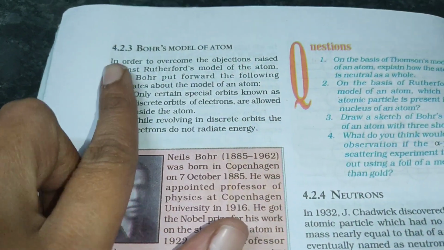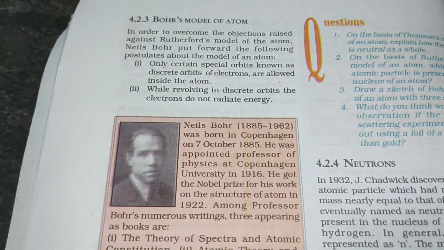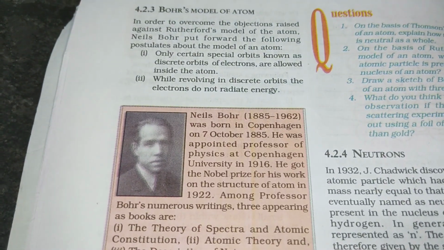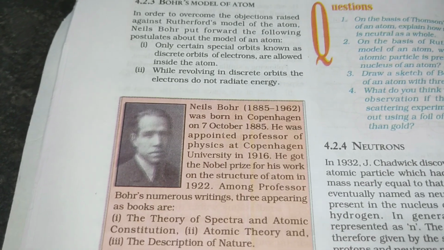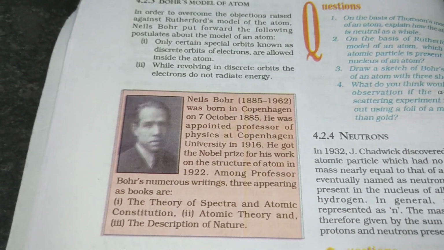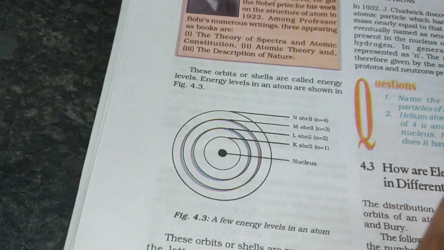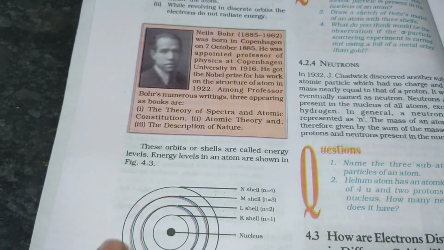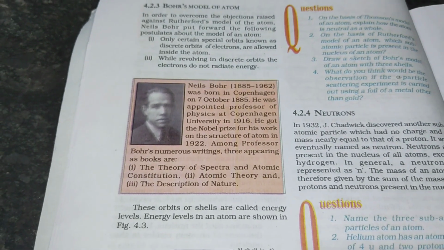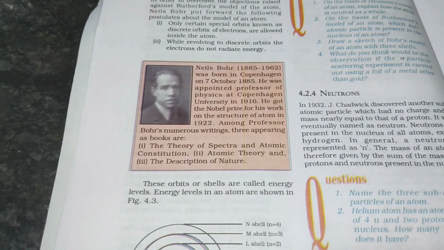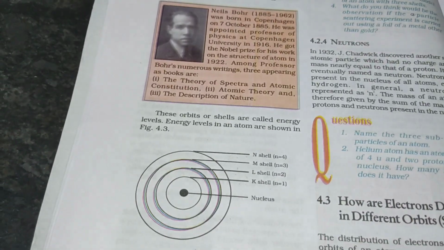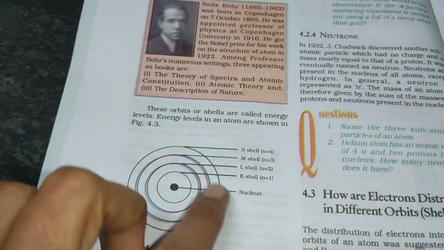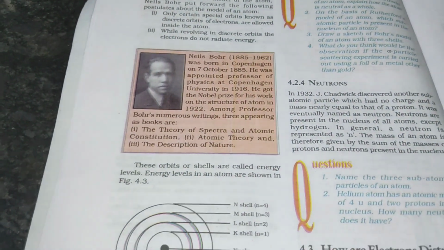In order to overcome these objections to the Rutherford model, Niels Bohr put forward the following postulates. He said only certain special orbits, known as discrete orbits, of electrons are allowed inside the atom. Here this is the nucleus, the proton is there, and the electrons revolve around it in special energy orbitals. These are called discrete orbitals, and electrons do not lose energy in them. So while rotating, the electrons do not lose energy, and that is why they are stable.